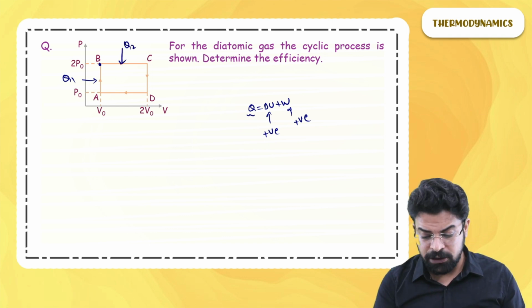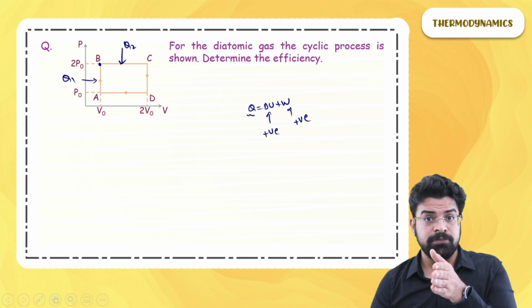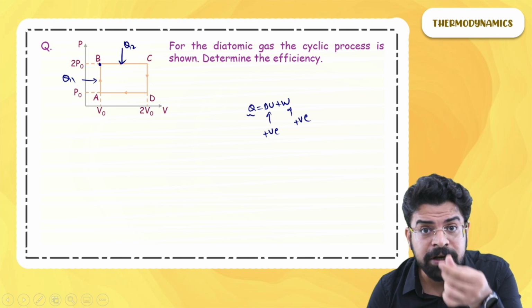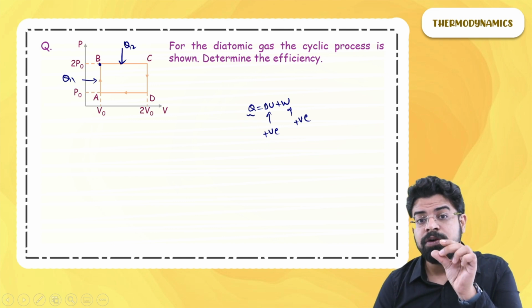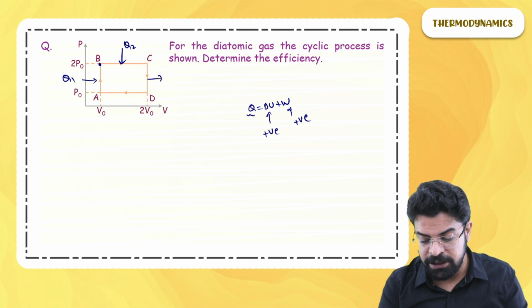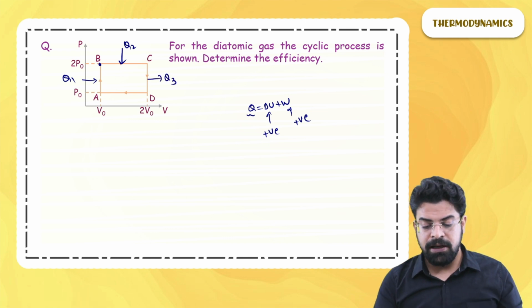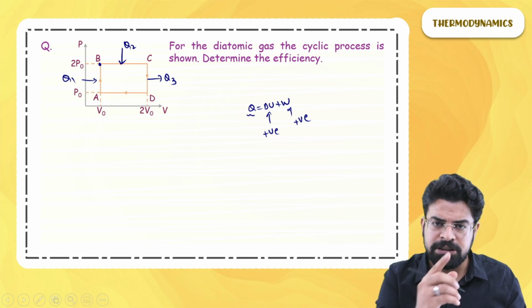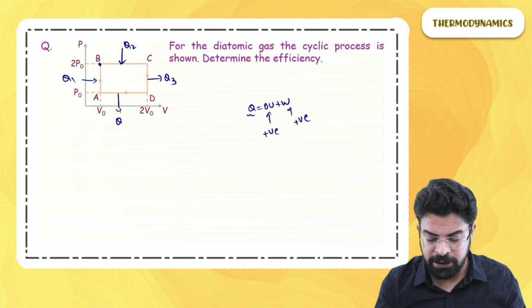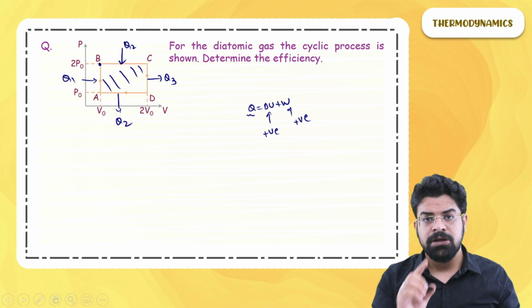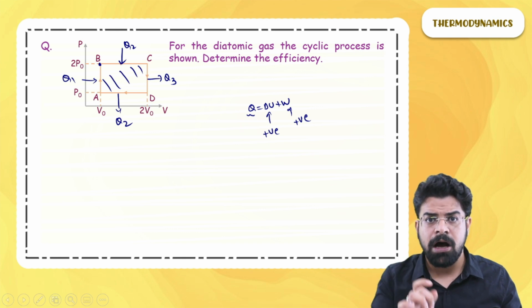In the part C to D, it's an isochoric process in which the internal energy is decreasing, so delta U will be negative. As delta U will be negative, the heat given will be negative. So in this part, some heat will be rejected. And D to A is an isobaric compression. In an isobaric compression, heat will be again rejected. So efficiency will be nothing but the area enclosed by the graph upon the heat given.